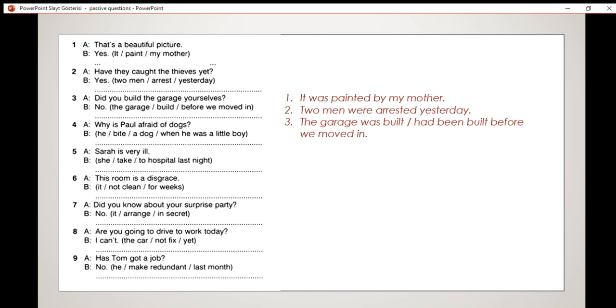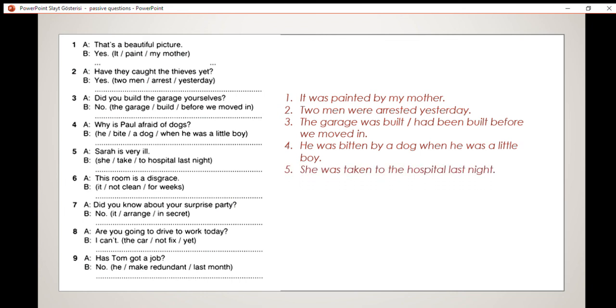4. Why is Paul afraid of dogs? He was bitten by a dog when he was a little boy. Sarah is very ill. She was taken to the hospital last night. This room is a disgrace. It hasn't been cleaned for weeks.